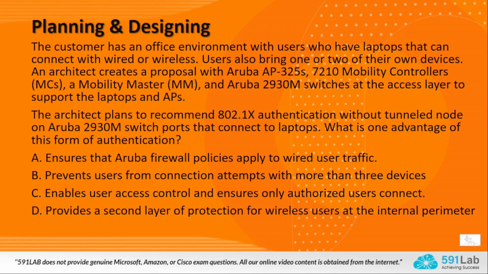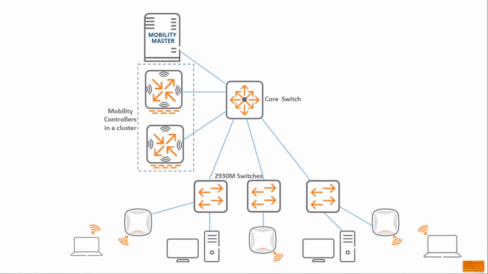One of the important points here is that no use of tunnel node. That means wired traffic from Aruba 2930M switches are not tunneled to the mobility controller. Look at the diagram to visualize the scenario. Here the mobility controllers are clustered using mobility master. Wired APs are connected to the 2930M access switches so that we can assume wired traffic flows through the typical layer 2 path through access switches and then reach the core layer where the default gateways are defined to exit the local network. Let's go through the answers.